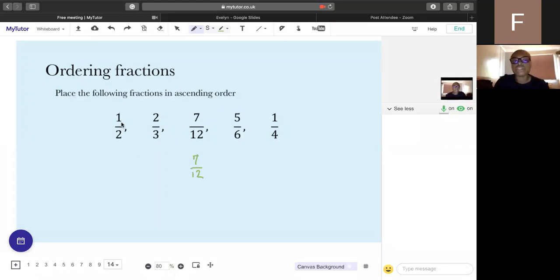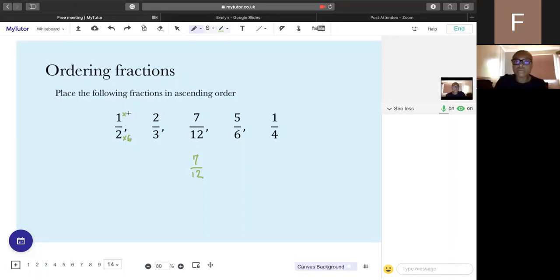Now I want to change a half into something over 12. I know that I would need to multiply my denominator by 6 to get to 12, because 2 times 6 is 12, which means that whatever I do to my denominator, I have to do exactly the same to my numerator.